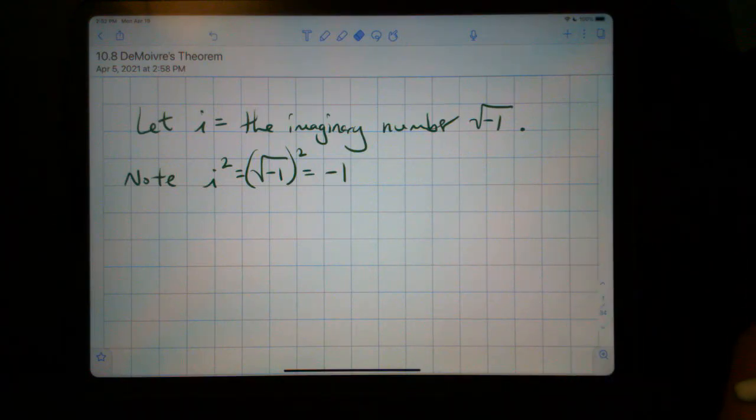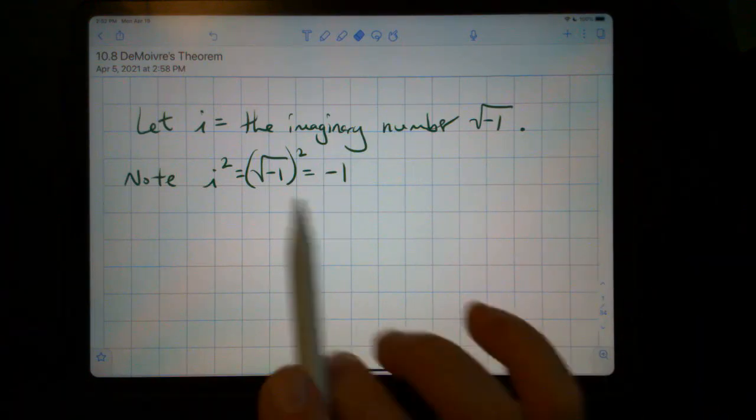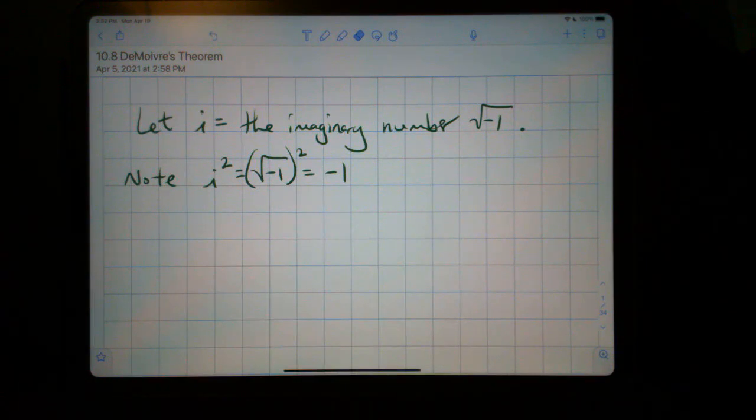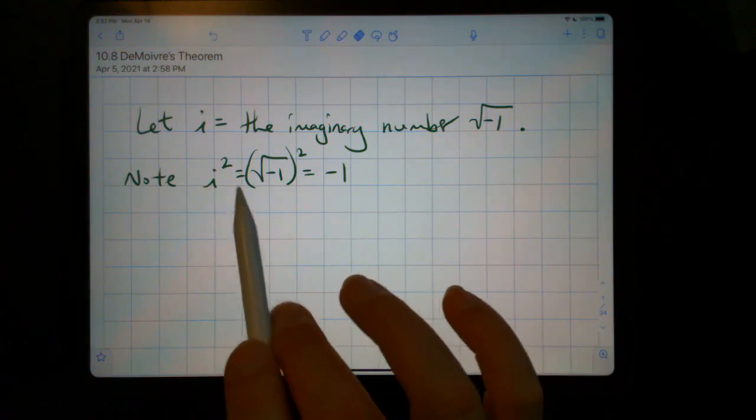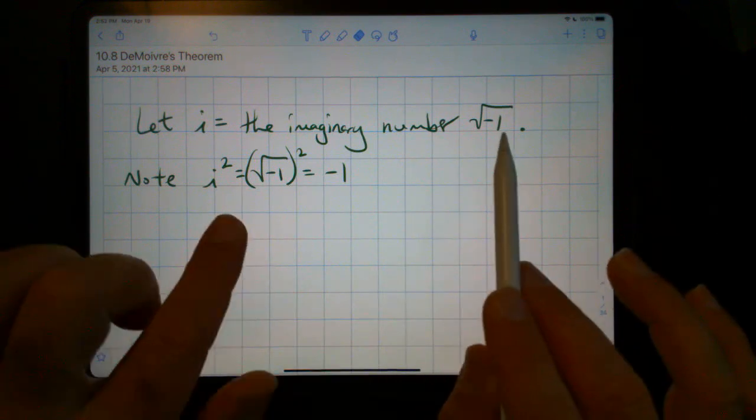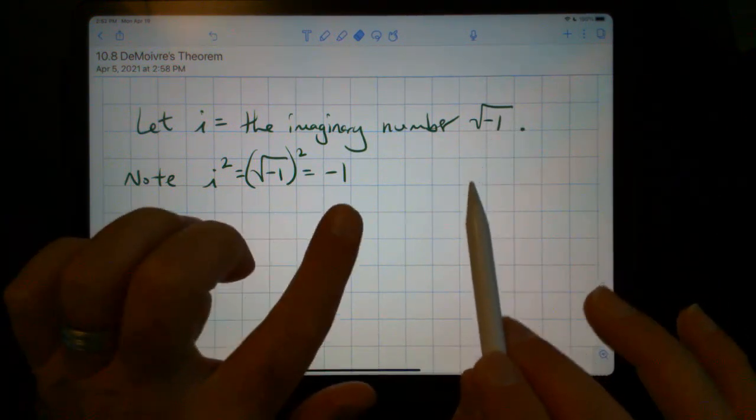Hello. Here I will cover topics from DeMoivre's theorem. We let i equal the imaginary number square root of -1. Now note, i squared is equal to square root of -1 squared, which is -1.